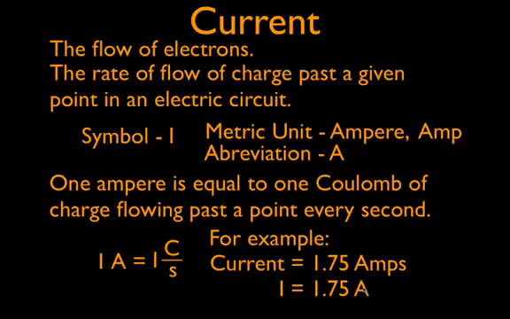All right? So that's just a general conceptual review of what current is. It's the rate of flow of charge past a given point. If you could open the circuit and see the electrons and count the number of electrons going by every second, that would be the current. It's not the speed, it's the number of electrons. And 1 amp is a coulomb per second.